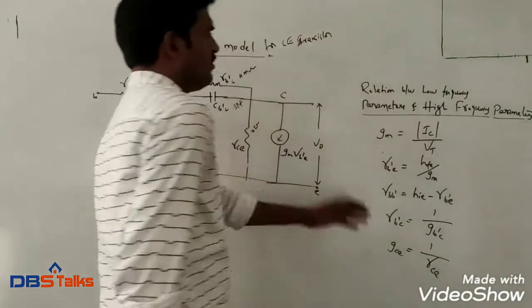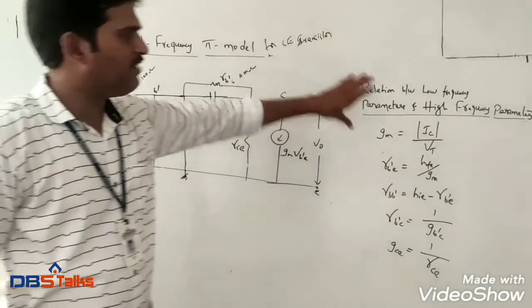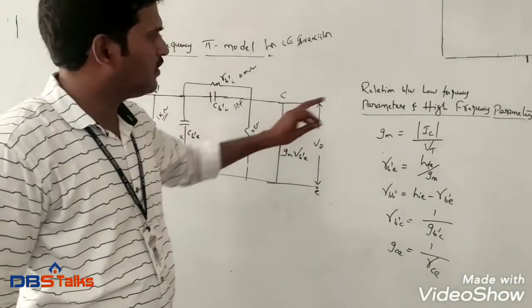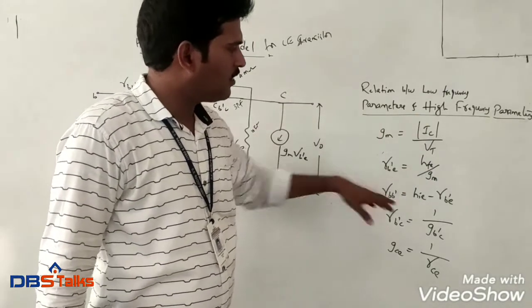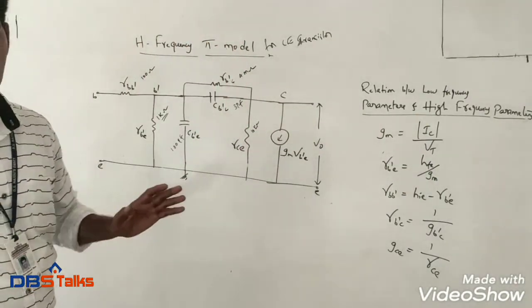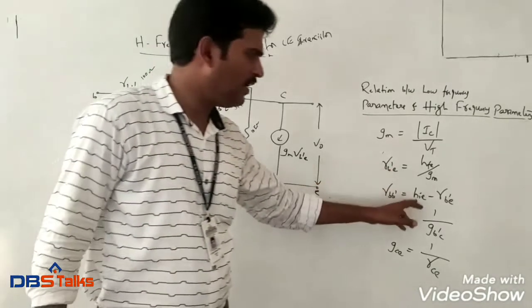If you see the relation between low frequency and high frequency parameters, gm is mod IC by VT. So it is a relation between low frequency parameters and high frequency parameters. Low frequency parameters are nothing but H parameters.